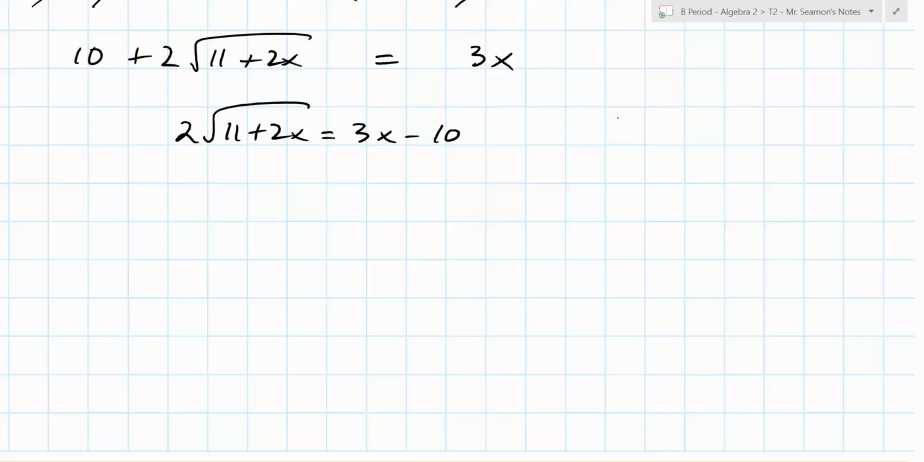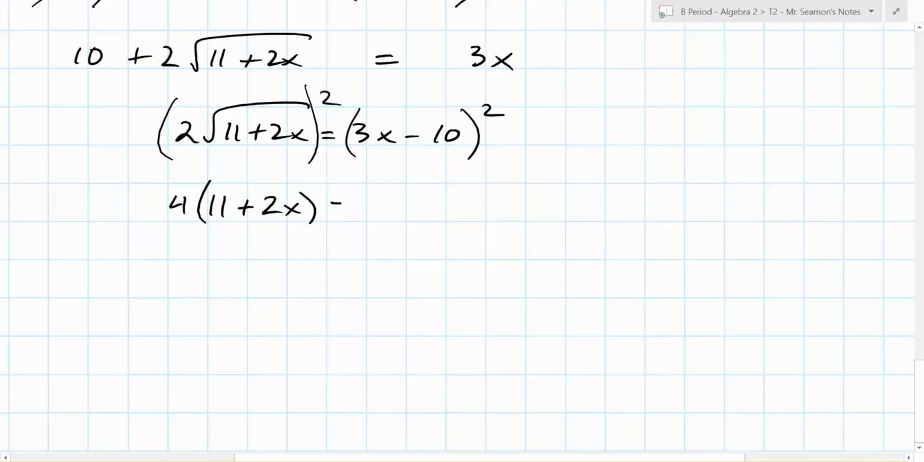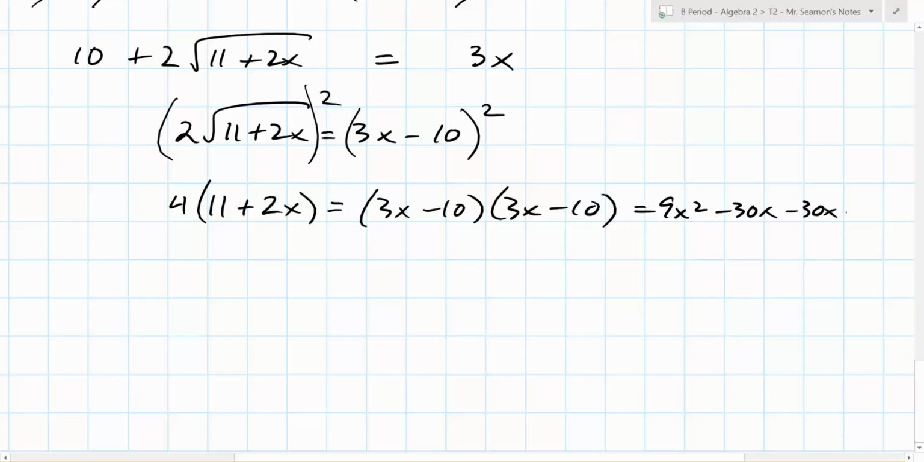You don't have to. So let's just square both sides. If it's perfect and they're both equals, then divide. Yeah, sure, absolutely. But if you divide by 2 now, you're going to have a 3 over 2. Just wait till the end. You just have to square properly. What does the left side become? 4 times 11 plus 2x. So then you just have to do this out. So it's 3x minus 10 times 3x minus 10. Exactly. So this is going to be 9x squared minus 30x plus 100.